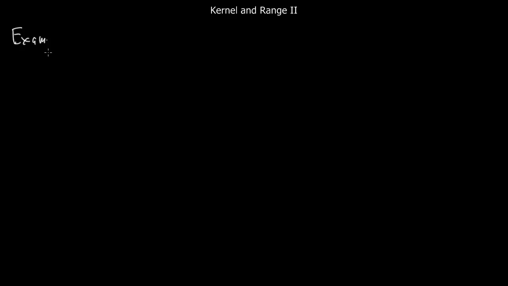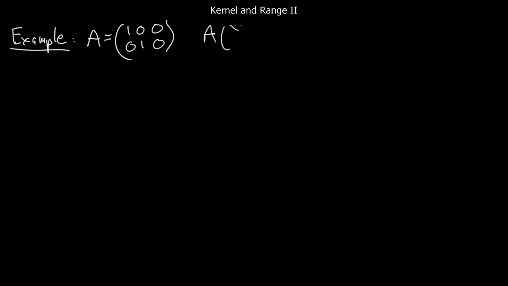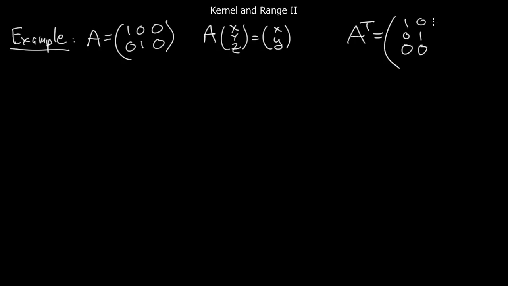So let's start by doing a very basic example. This is an extremely simple matrix like this with some ones and zeros. That is to say, A takes x, y, z to x, y. So it's just projection on the xy plane. You just throw away the z coordinate. It's an extremely simple operation. A transpose, of course, is now this matrix. So let's just write down what all of these spaces are. A is a map from R3 to R2.